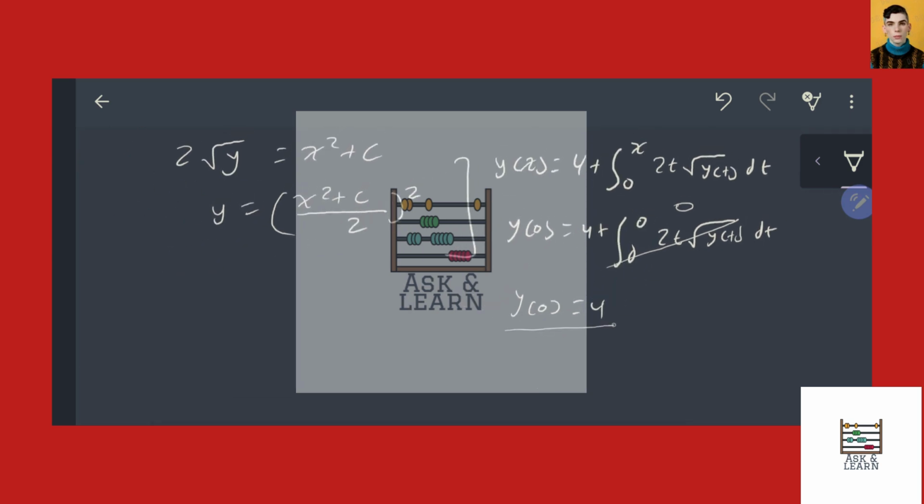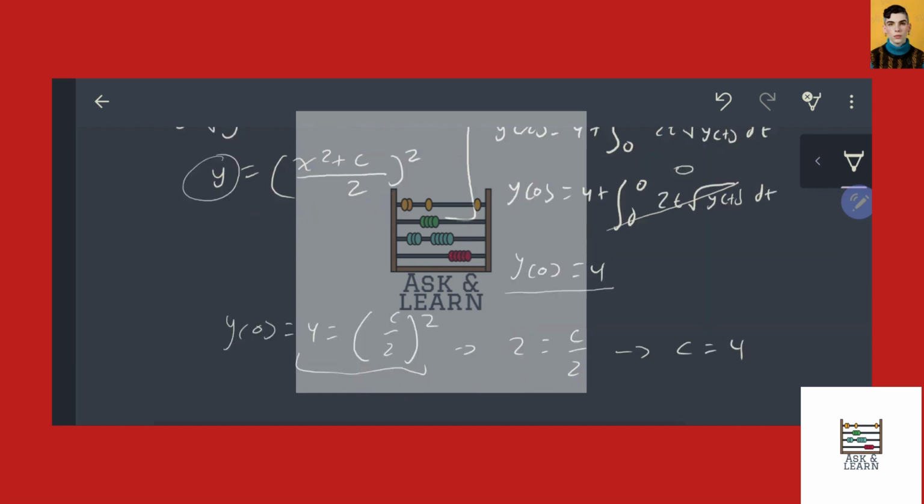Now that we know y of 0 is equal to 4, we can use it in what we just found for y. So y of 0, which is 4, equals 0 squared, which is 0, plus c, all over 2, squared. We take the square root of both sides, and you're left with 2 equals c over 2. That means c is equal to 4.